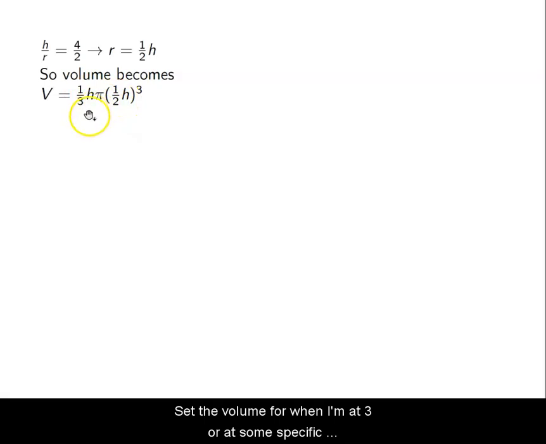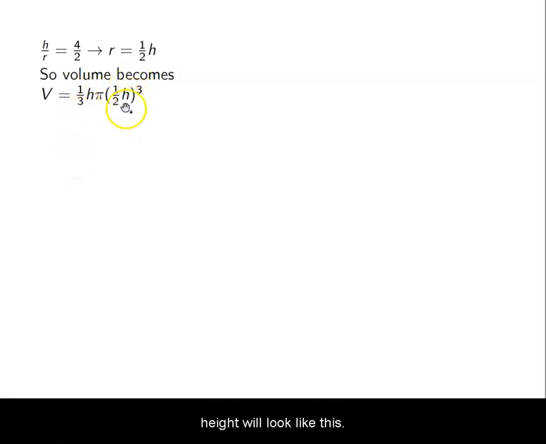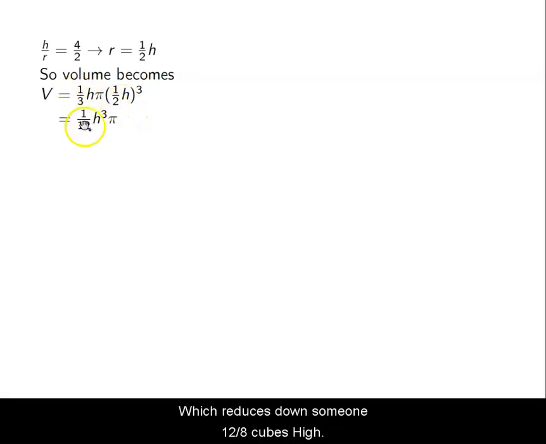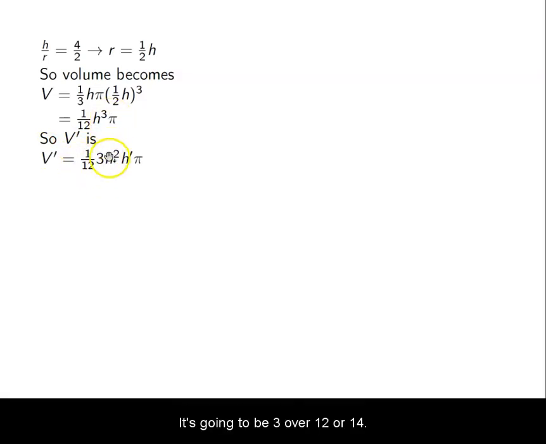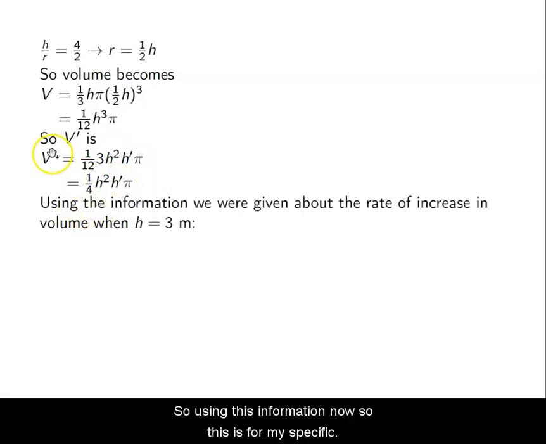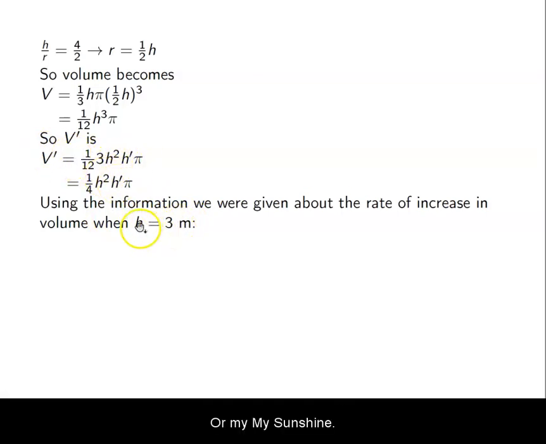So the volume for when I'm at 3 or at some specific height will look like this, which reduces down to 1/12 h cubed pi. So the derivative here, v prime, is going to be 3 over 12, or 1/4, h squared h prime times pi. Simplify that down. So using this information now, this is for my specific case, right? I can plug in h equals 3, because this is, again, for when I'm not exactly all the way full. For my subtriangle, my partially filled, plug in h is 3.